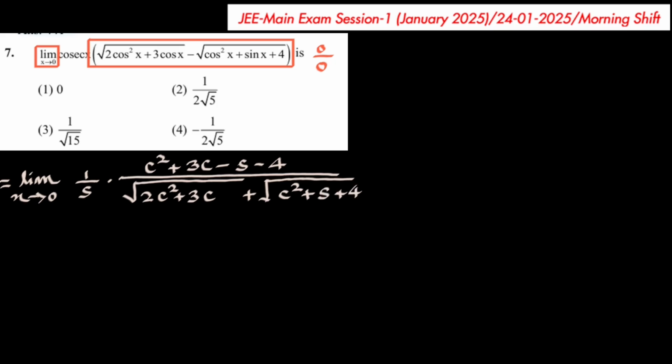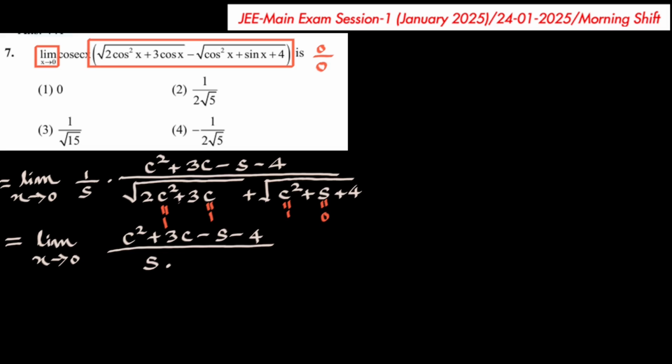Limit as x tends to 0. This cos square x equals 1. This cos x equals 1. This cos square x equals 1. This sin x equals 0. And the denominator becomes root 5 plus root 5, that is 2 root 5.